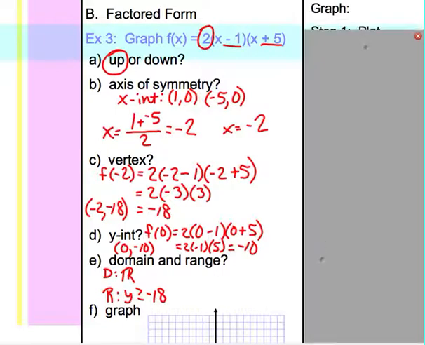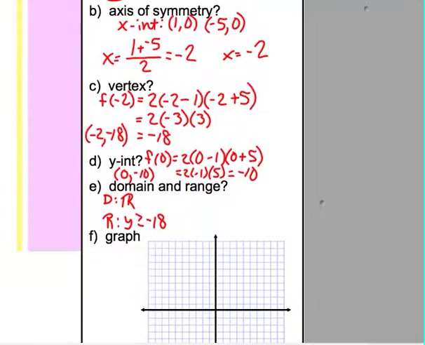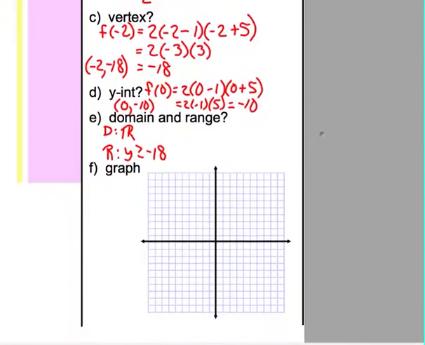All right, and then we basically just plot all of the points we have. I'm also going to plot my x-intercepts because in factored form we have more information. So I've got intercepts at 1, 0 and -5, 0. I have a vertex at -2, -18, so my y scale I will do by 2s so that I can fit it in. So my x scale is still by 1s, my y scale is by 2s. My y-intercept is 0, -10.